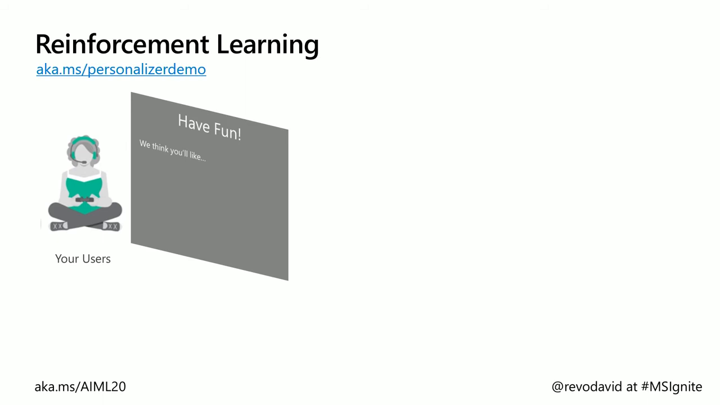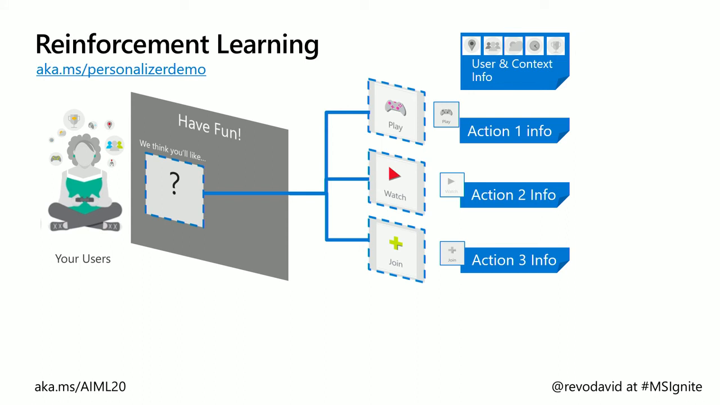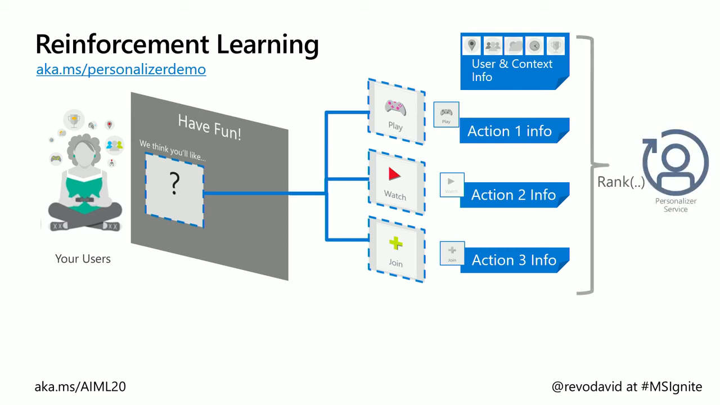Personalizer implements an AI technique called reinforcement learning, and let's see how that works. So suppose we want to display a hero action to the user, and the user probably isn't sure what to do next, so we could display one of several different suggestions, and in the gaming app that might be play a game or watch a movie or join a clan. And then based on that user's history and other contextual information like their location or the time of day and the day of the week, the service will rank the possible actions and then suggest the best one to promote. So in this case, that's join.